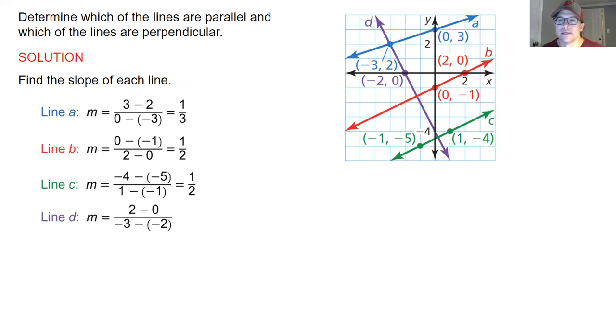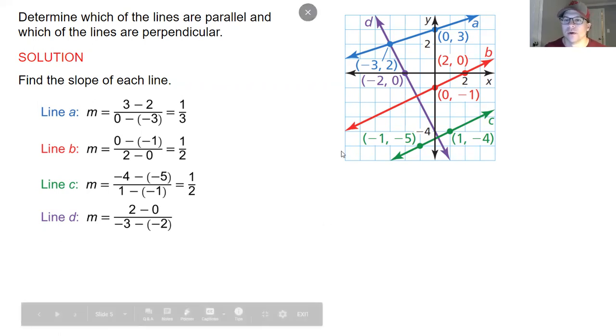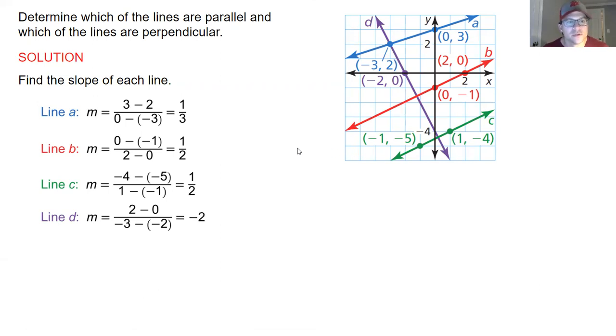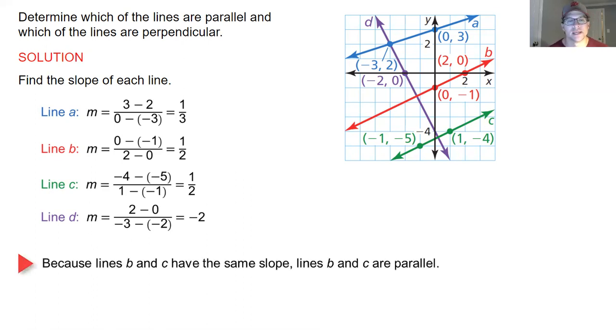And line D, the last one on here, coordinates (-2, 0) and that other one, (-3, 2), is an intersection from our point A. This point is also on the purple line. So that gives us -2. So first, the easiest thing to identify for parallel is just which ones have the exact same slope, while lines B and C are both 1/2, so those lines are parallel.